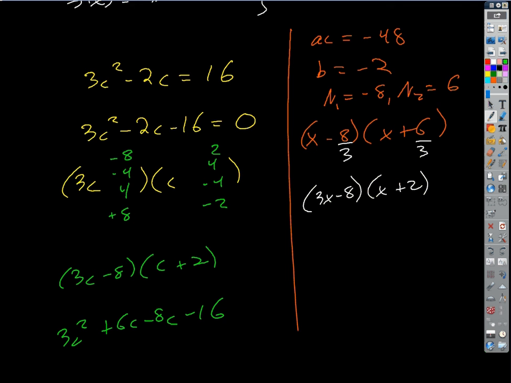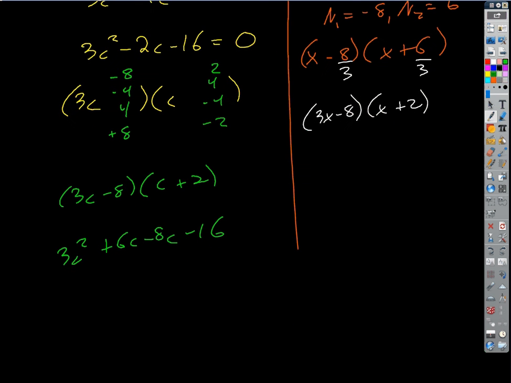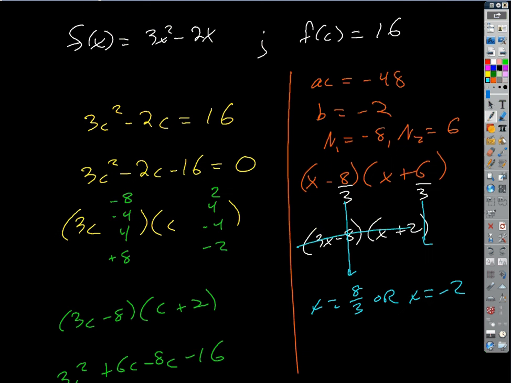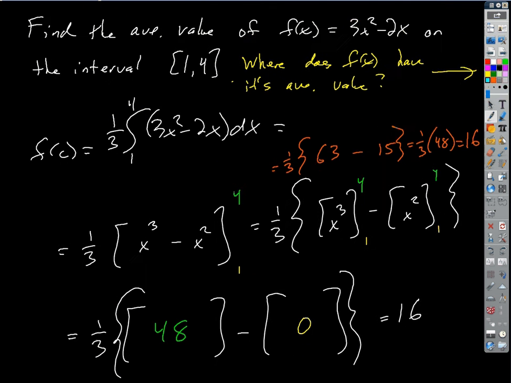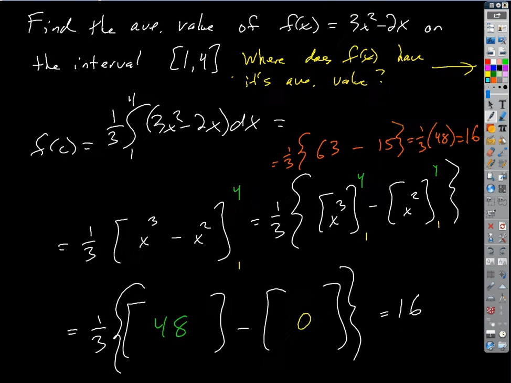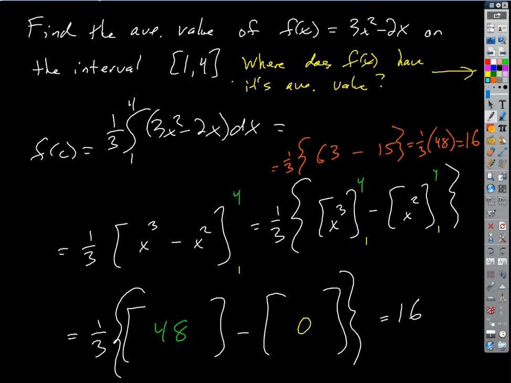Okay, so we got our answers though. Our answers are from over here or over there. What are our answers? Either x equals... and I wouldn't even have had to do this, would I? I could have just gone right from here. Either x equals 8/3 or x equals -2, right? So those are our two values. Well, on our original problem, which of those are in the interval from 1 to 4? 8/3.